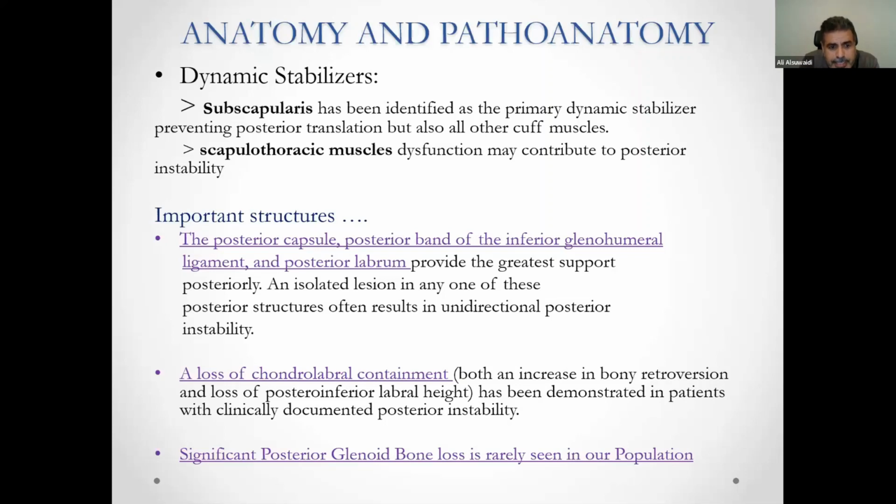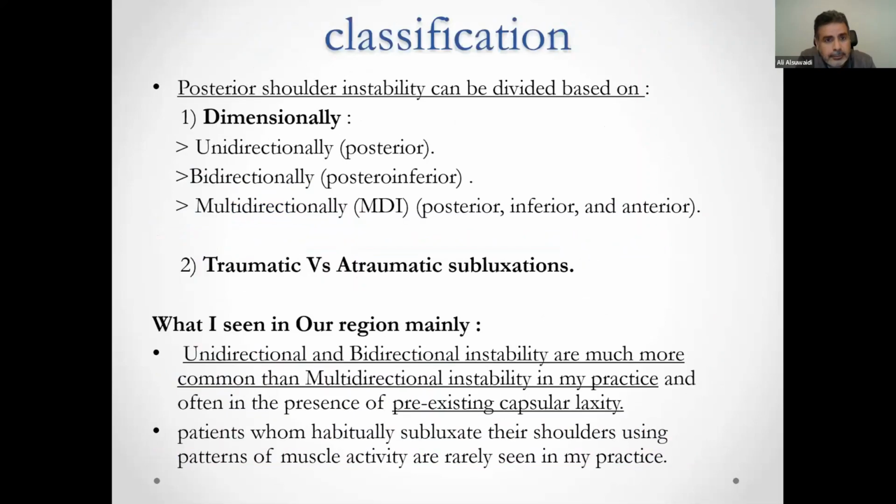So when there is a loss of chondrolabral containment, whether it's a small tear in the labrum or a chondral lesion, the patient may present with posterior instability. In my population, I have rarely been presented with significant glenoid bone loss.